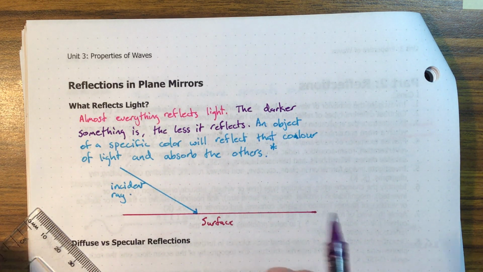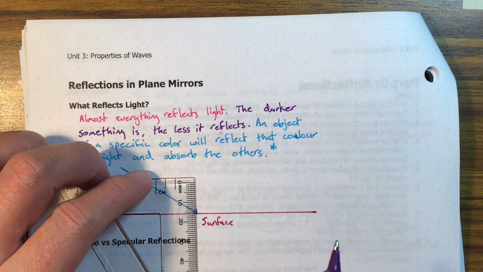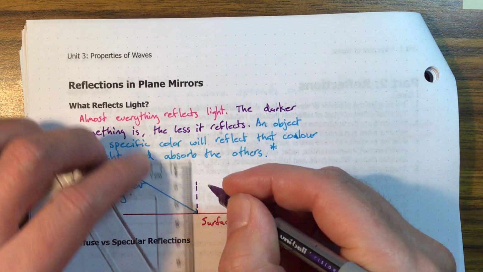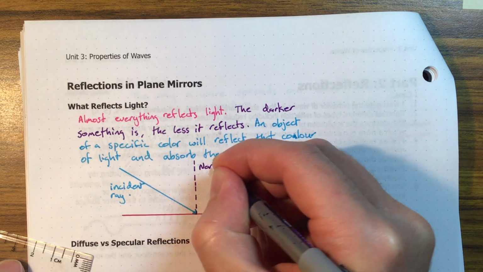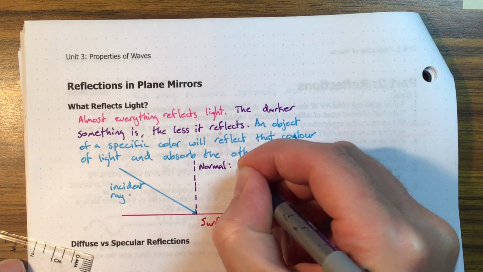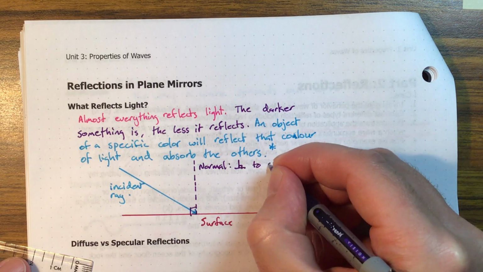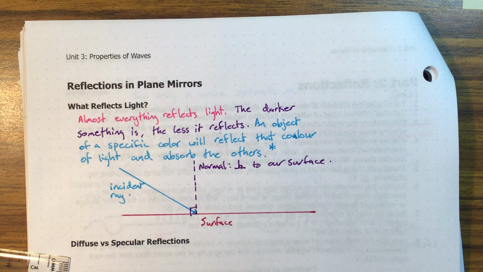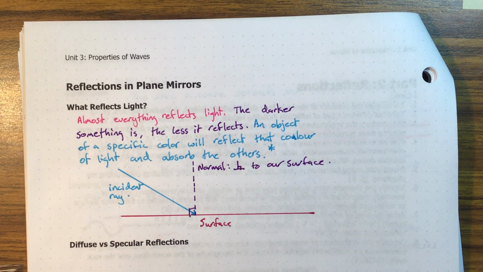Then we've got this other line right here, and I'm just going to extend it up a little bit. This is called the normal. The normal line is perpendicular to our surface. Now, if it's a flat surface, it's easy to draw the normal line. But on a curved surface, it's perpendicular to the surface right at the point where it touches.